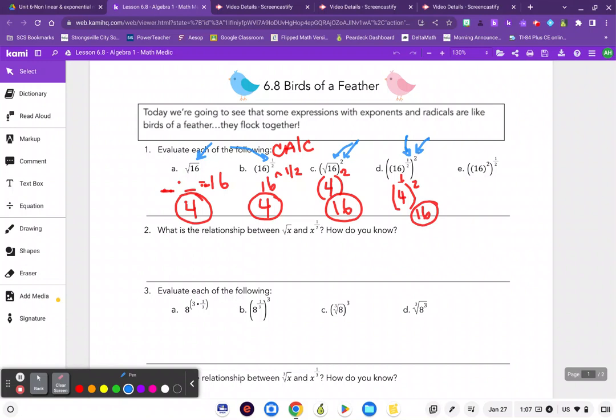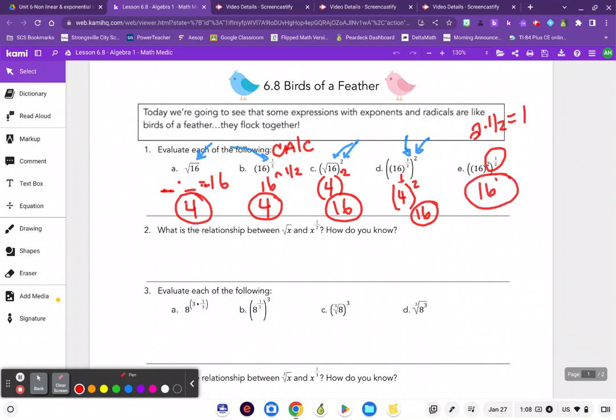And this last one says 16 squared and then raised to the 1/2. I'm going to use my exponent properties. When I raise a power to a power, I multiply them. 2 times half is 1. Oh, so I really have 16 to the first, which is just 16.